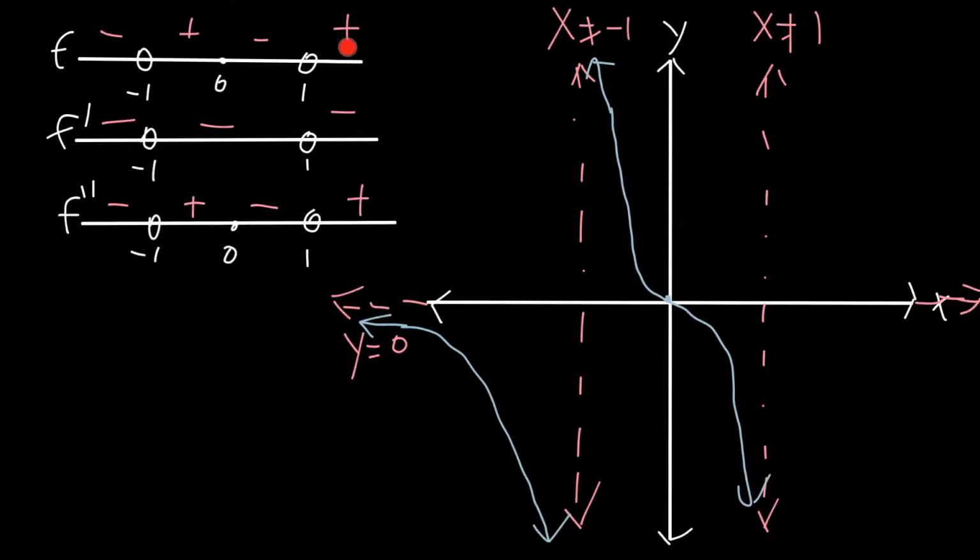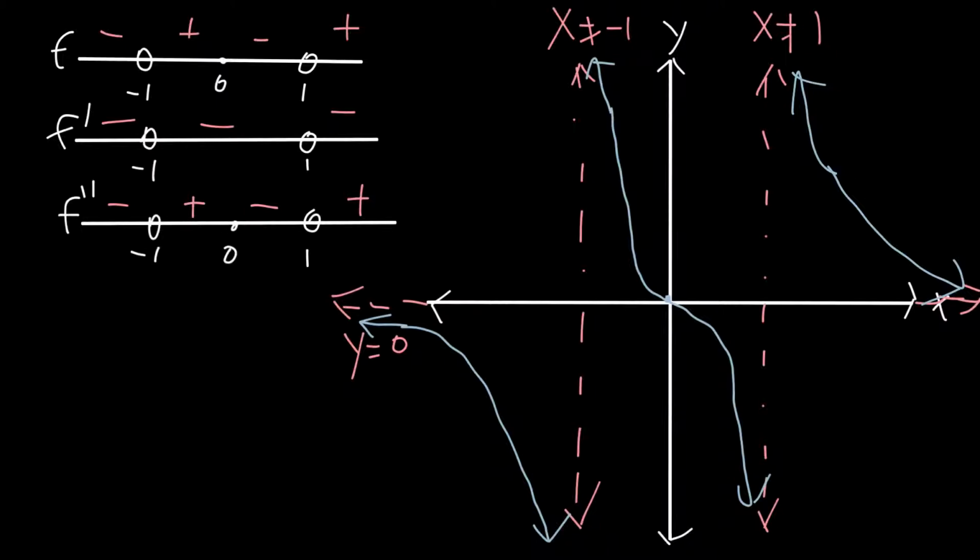Finally, in the last section, it's going to be positive, it's going to be decreasing, and it's going to be concave up. So you would expect something that approaches the asymptotes that looks like that. So our final section of the graph should look like that.